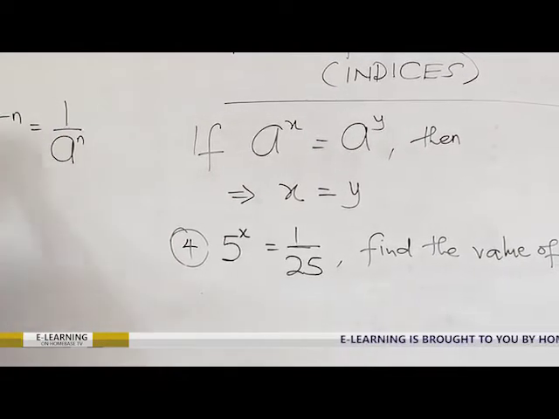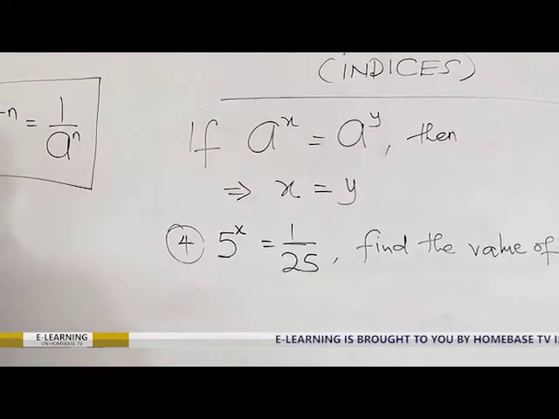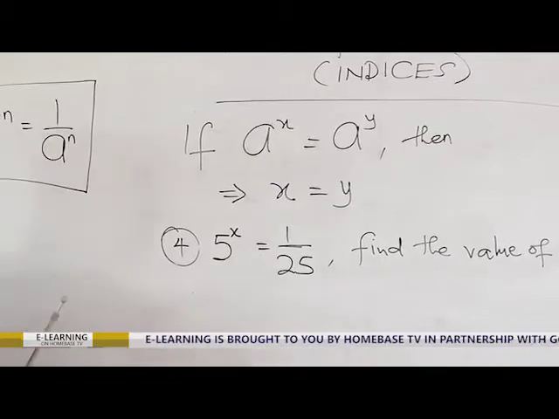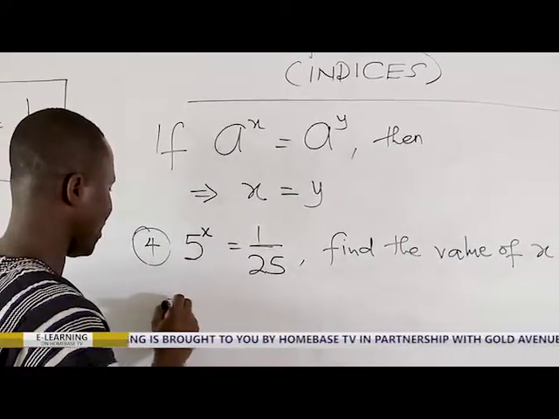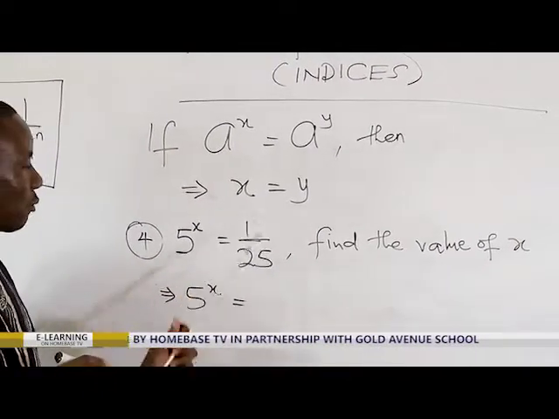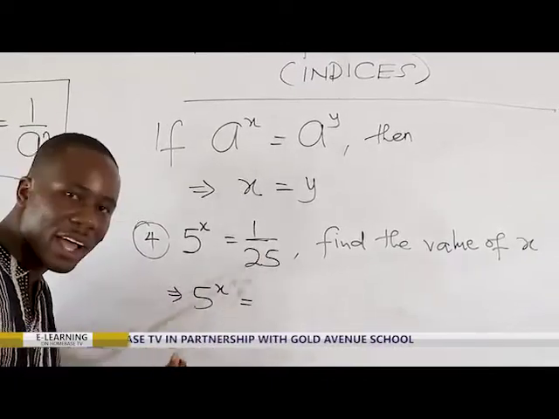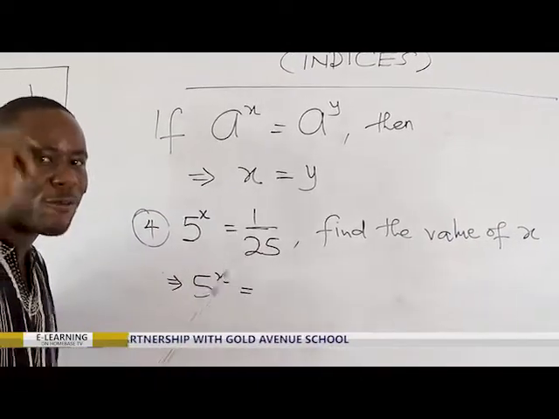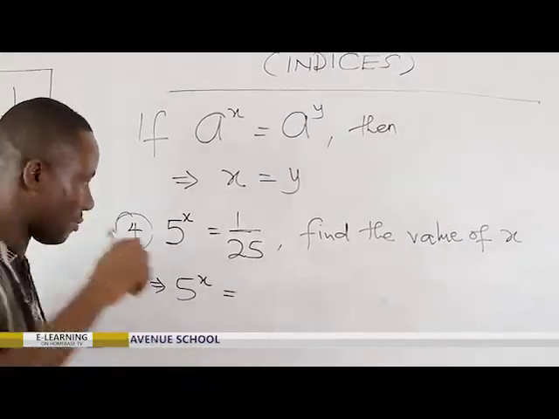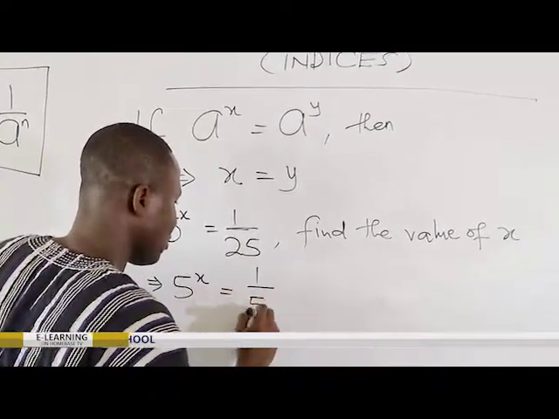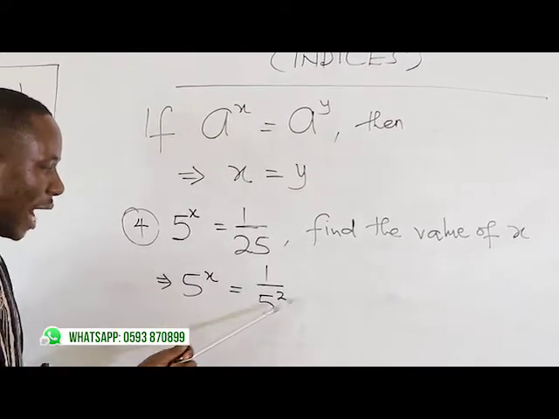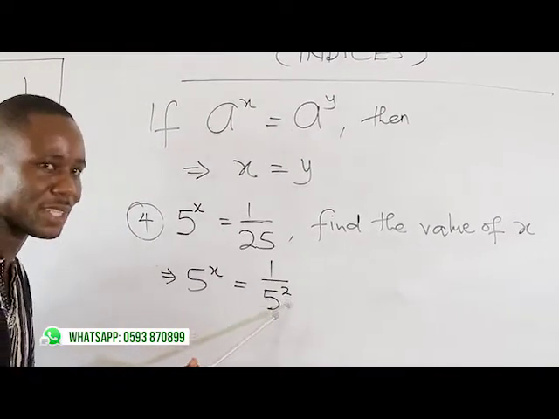This rule, you can apply it. Since I have 1 over 25, I can express the 25 in exponential form. This is the same as 5 exponent 2, since the base is 5. And 1 over 5 exponent 2 can be written as an exponential expression having positive exponents.